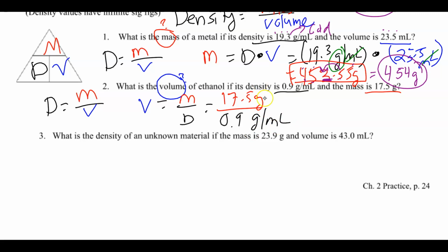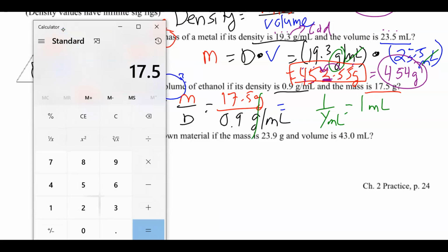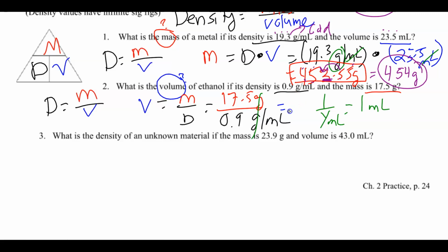Before we plug in the math, check your units. We've got gram over gram, and we end up with 1 over a milliliter, which if you go back to our notes in our practice, that is equal to a milliliter. That's an algebraic identity. Okay, so what's my volume? Let's get the calculator answer here. 17.5 divided by 0.9, 19.4 repeating. So we've got 19.4 repeating, and that's milliliters.